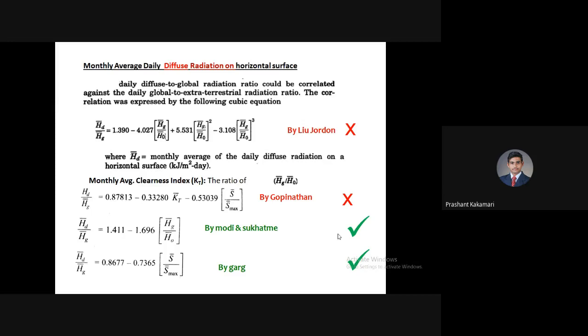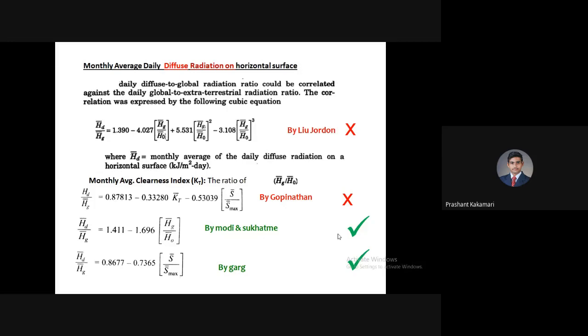Similarly, you can see another equation for the diffuse radiation on a daily basis, given by Gopinathan. That equation is like this. HD by HG is nothing but the daily average, or average I can't tell here because there is no bar above the HD value. So HD is the daily diffuse radiation on the horizontal surface, divided by the daily global radiation on the horizontal surface, which is denoted by HG.